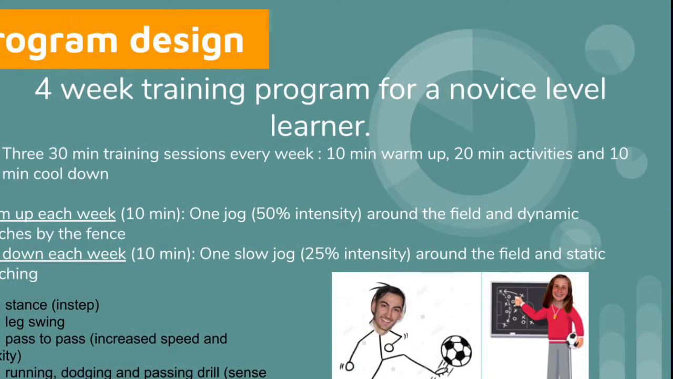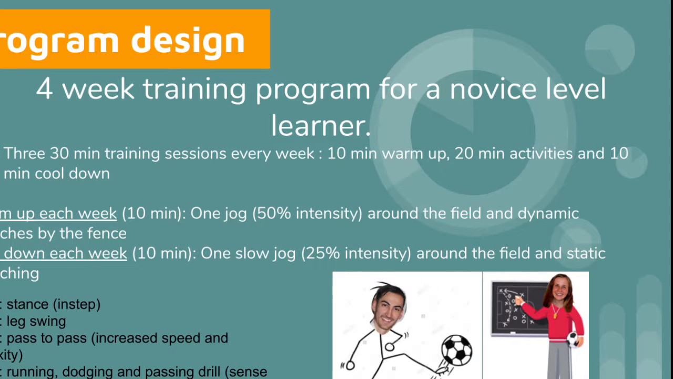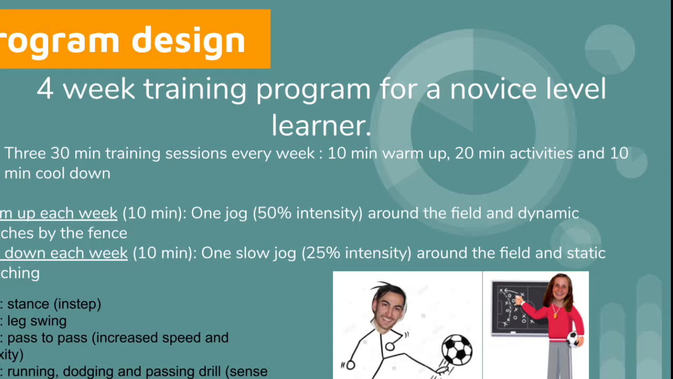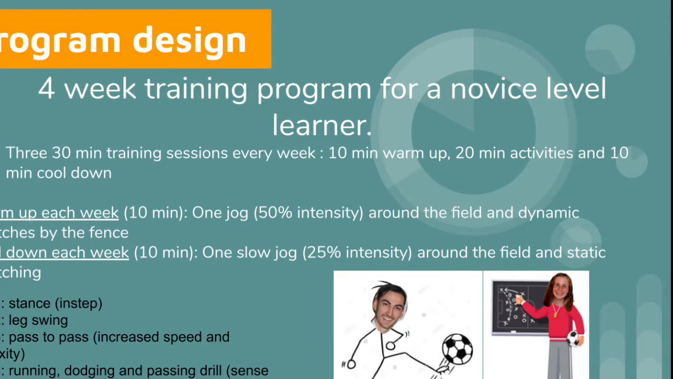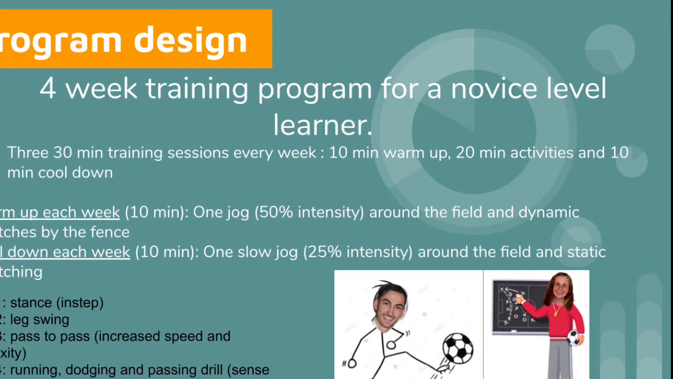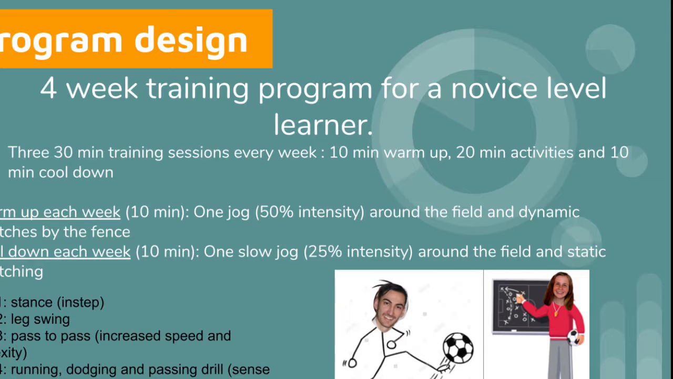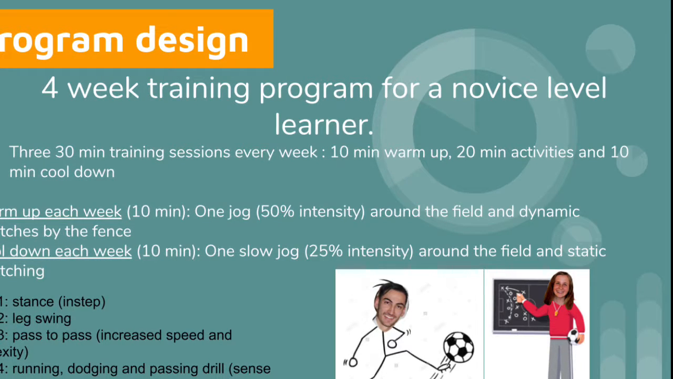The program we have designed for our athlete will be a 4-week training program, consisting of 3 30-minute training sessions every week. Each of these sessions will have a 10-minute warm-up, 20-minute activity and 10-minute cool-down. The warm-up will be one jog at 50% intensity around the field, followed by dynamic stretches by the fence, and the cool-down will be one slow jog at 25% intensity around the field, followed by static stretching.